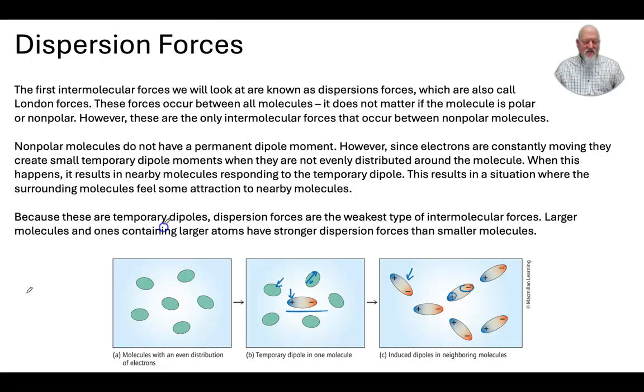All right. Because these are temporary, these are typically considered the weakest type of intermolecular forces. However, if you get really long nonpolar molecules, these forces can be pretty strong. And again, dispersion forces occur between all molecules, but if the molecules aren't polar, these are the only forces that will affect nonpolar molecules, or cause nonpolar molecules to be attracted to each other.